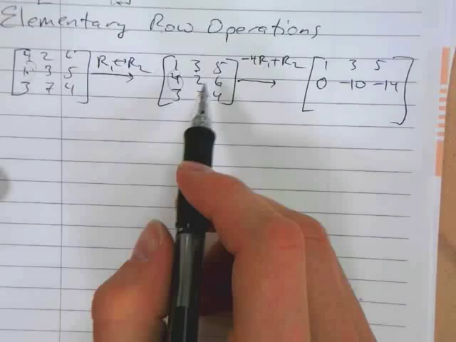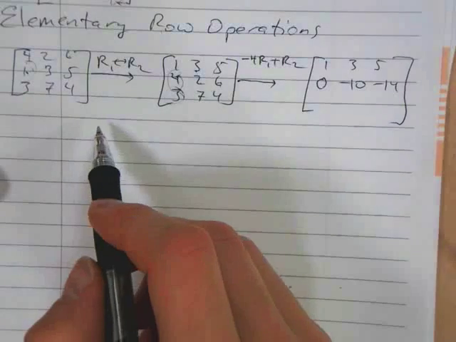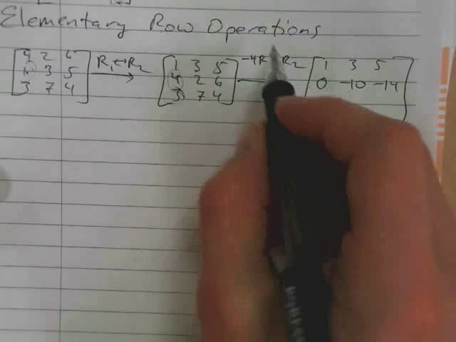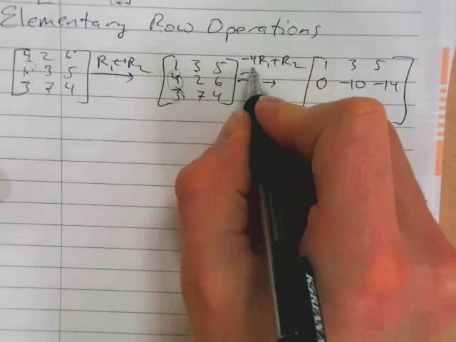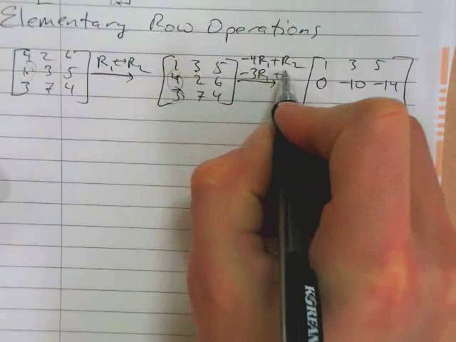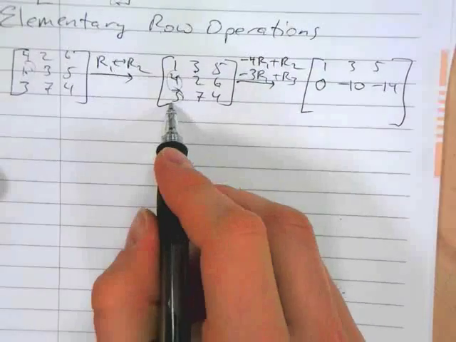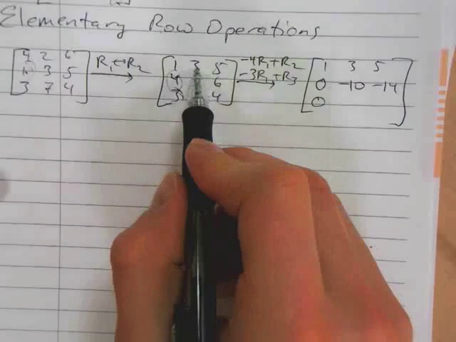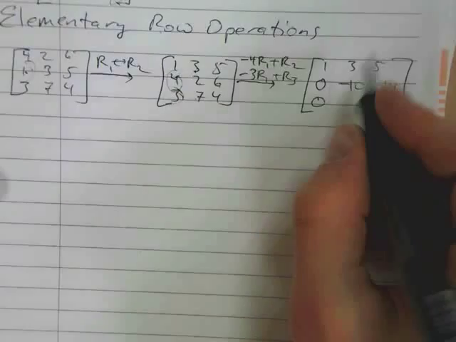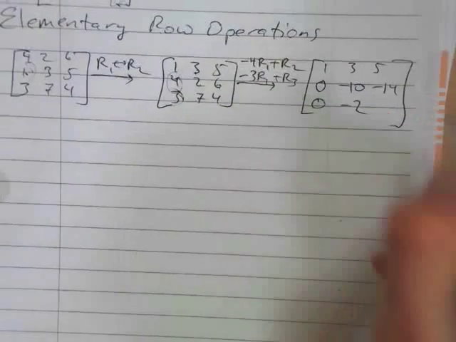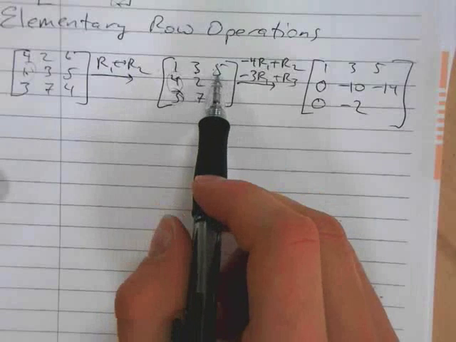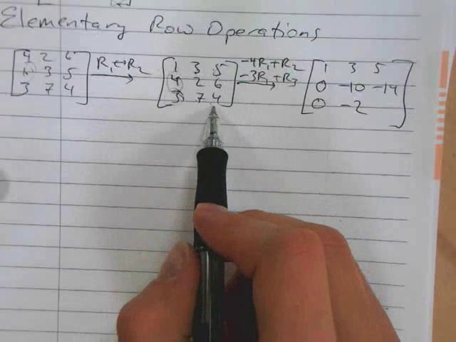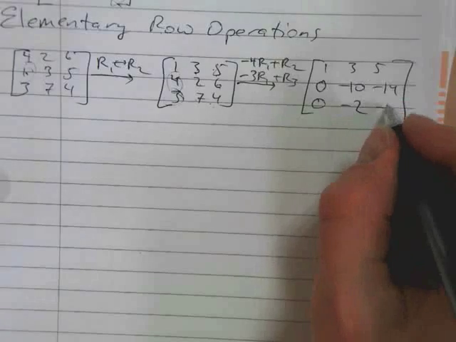All right. I'm also going to want to get a 0 here, and so I can do that in the same step to save myself some writing. I also want to take negative 3 times row 1 plus row 3, and that will make a 0 down here. So this becomes 0. It's negative 9 plus positive 7, sorry, which is negative 2. And then negative 15 plus 4 is negative 11.